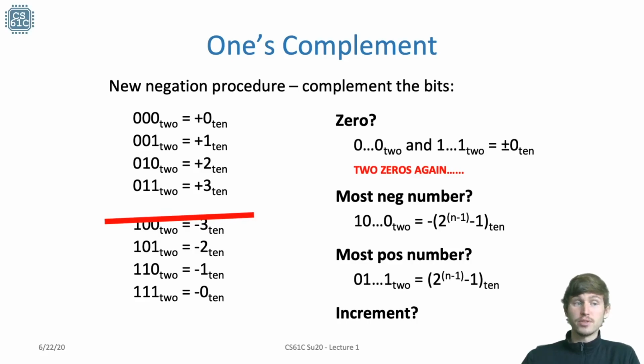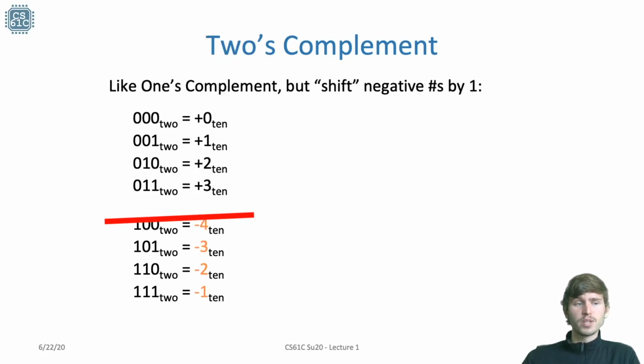After all, computers are doing a lot of addition, subtraction, and arithmetic operations, so we want those to be as simple as possible. So there's another representation called 2's complement, which takes the idea of 1's complement, where we complement or negate the bits, but then adds a twist. The twist specifically is a 1. So if we want to get a negative value, we can just take the positive value, negate the bits, and then add 1.